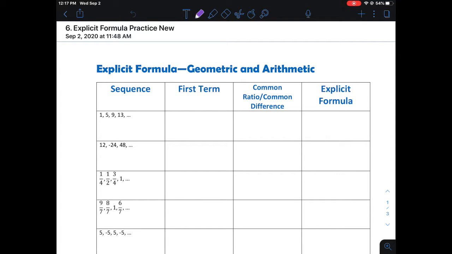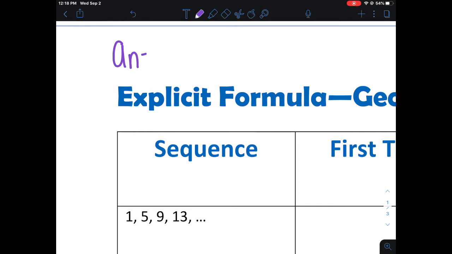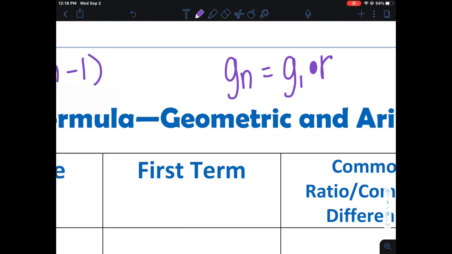More explicit formula practice, this time combining geometric and arithmetic to give you practice distinguishing between the two and writing those explicit formulas. Okay, remember, let's quickly write down our arithmetic formula. A sub n equals A1, the first term, plus the common difference times n minus 1. And for geometric, I have G sub n equals first term times the common ratio to the power n minus 1.